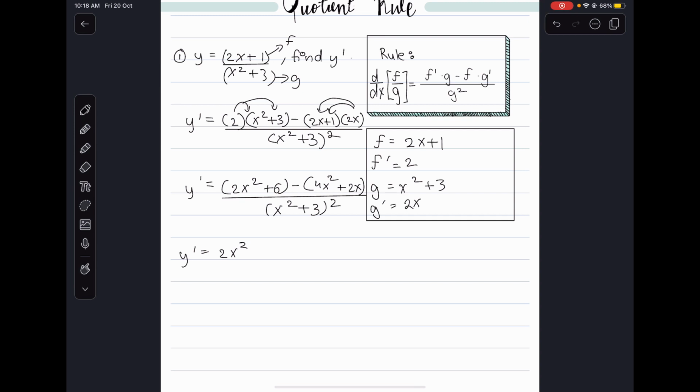2x squared plus 6 minus 4x squared, because here we have a negative symbol and then here we don't have anything, so by default it's positive. Plus and minus is minus. Again we have minus and plus, so minus 2x. The denominator remains the same.